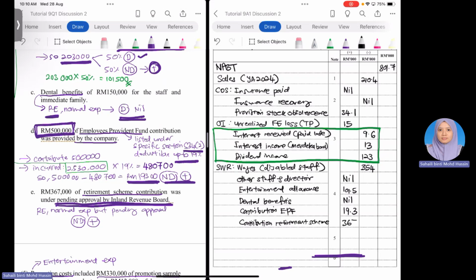Okay, so 367,000 ringgit not allowed for deduction because it's still pending for the approval. You have to wait until approved, then you are allowed to deduct. In SOCI you already deduct, but in the taxation at the adjusted business income level, since you did not follow the conditions, the rules, it is not allowed for deduction, so we add back the amount.